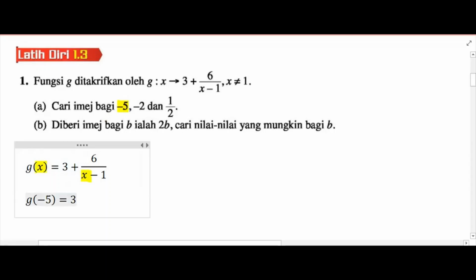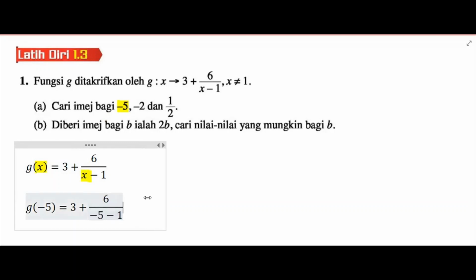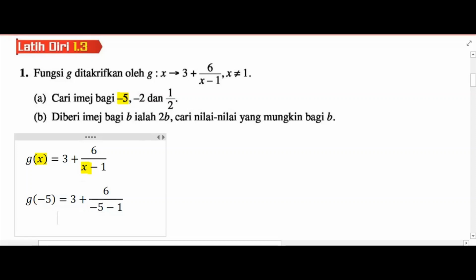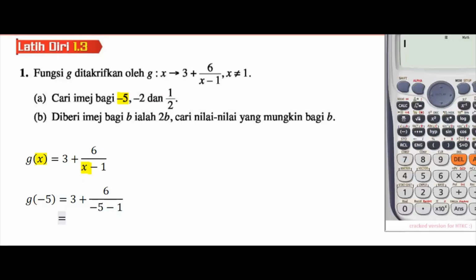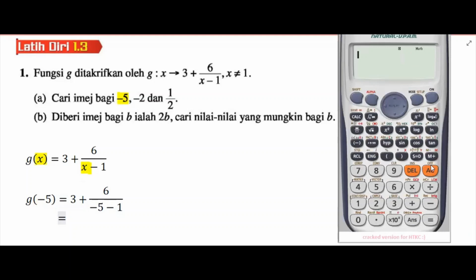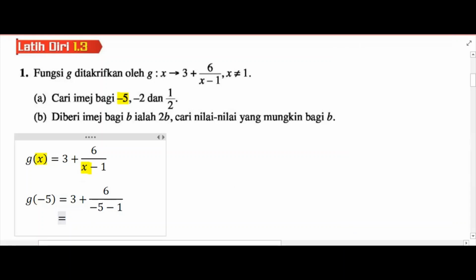So 3 plus 6 over -5 minus 1. What is the image for x = -5? Here 3 plus bracket 6 over, and here -5 minus 1. You press calculator. If you use another calculator, don't forget to put bracket here. Untuk yang bawah ni jangan lupa letak bracket, if you use another calculator, yang hitamnya. So the answer is 2.